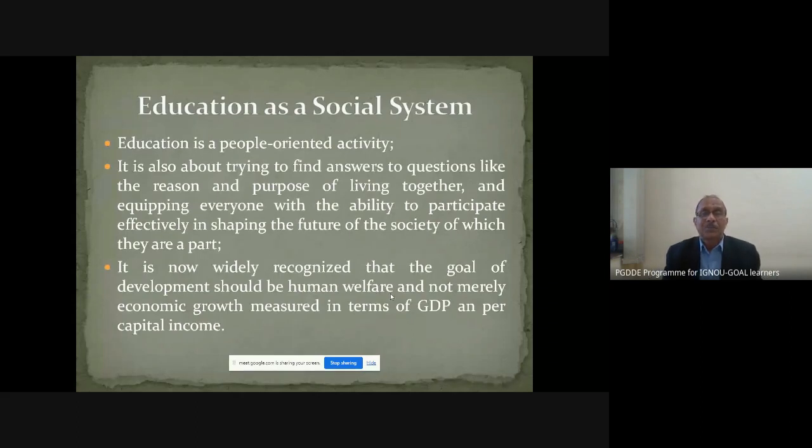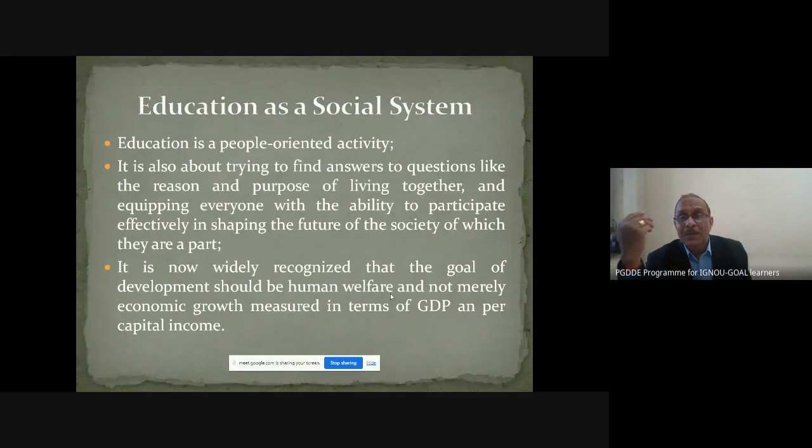Education as a social system. As you all know, education is a pupil-oriented activity. It is also about finding answers to questions like the reason and purpose of your living, my living, our living. What is the purpose? Why are you here? If you get education, you will get the answer. If you don't get education, you may still get an answer, but not exactly the way the answer should be.